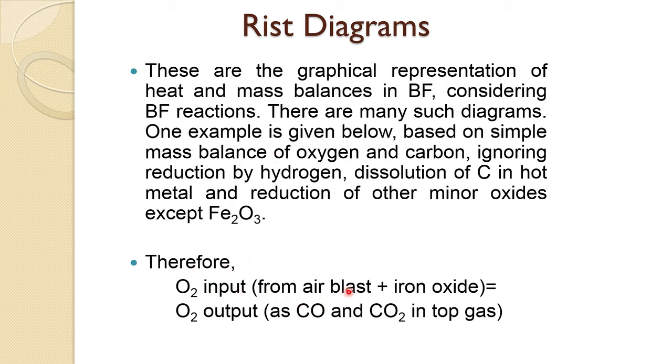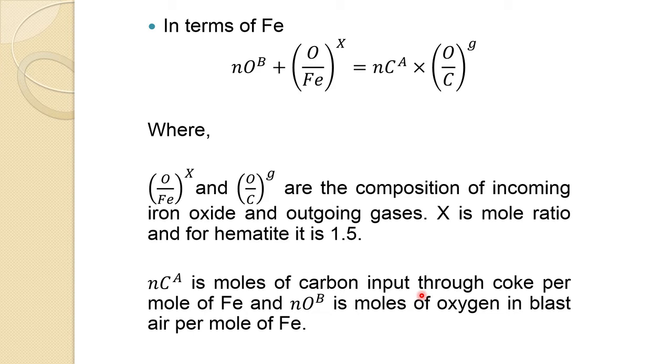So, oxygen input is mostly from the air blast which is coming in and from the iron oxide you are feeding in, and output is mostly in CO and CO2 in the top gas which is going out. So, if we do this in terms of iron, we have oxygen associated with the oxide and oxygen in the blast air, and the oxygen which is going out associated with the CO2 and CO, and this is the number of moles of carbon being input. This shows the composition of incoming iron oxide and outgoing gases. X is the mole ratio for hematite, Fe2O3.